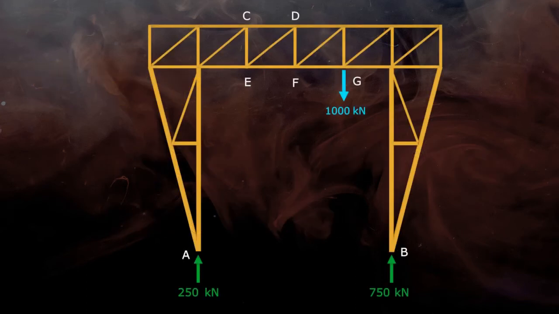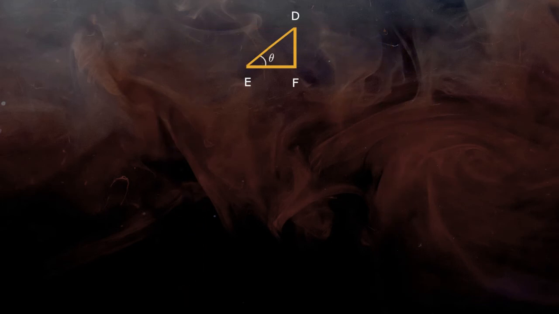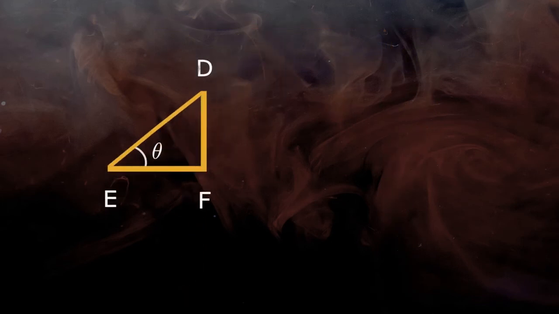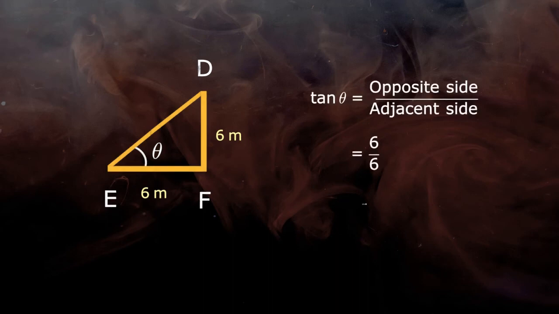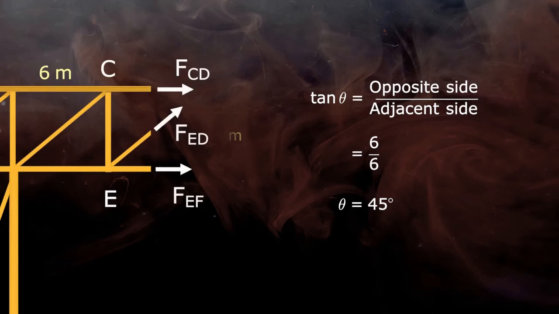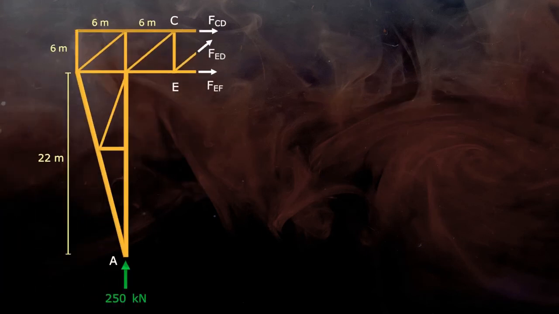But before that, if any of the selected 3 members are inclined, find out the angle they make with the x or y axis. Here DE is an inclined member and let's say it makes angle theta to the x axis. Now in right angle triangle DEF, the lengths of the opposite side and adjacent side are given, that is 6 meter. So use the equation of tan theta and we get theta equals 45 degree. Now let's get back to the force analysis.